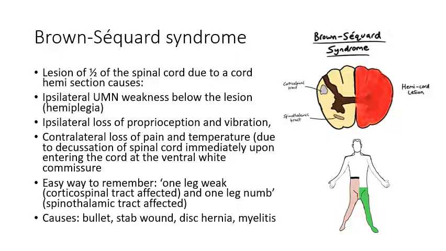As a med student, all you need to remember is that one leg is weak and one leg is going to be numb as a result of this. And this is because the hemicord lesion would cause ipsilateral, so the same side, effects. So say if we have a Brown-Séquard lesion on the right hand side, you get loss of proprioception and vibration on the right side.